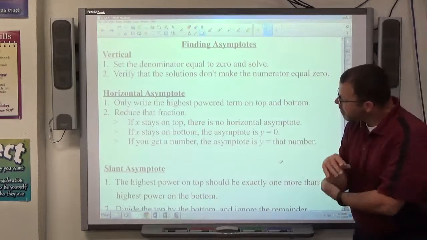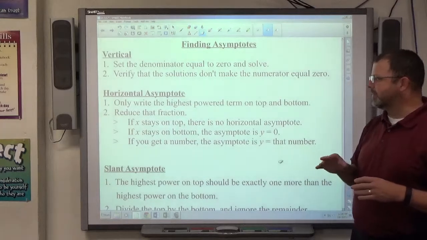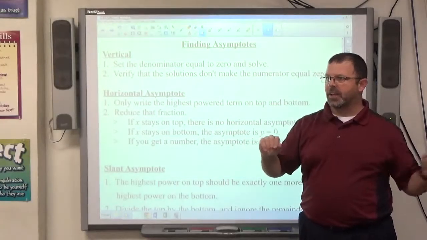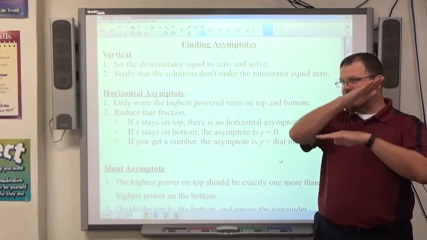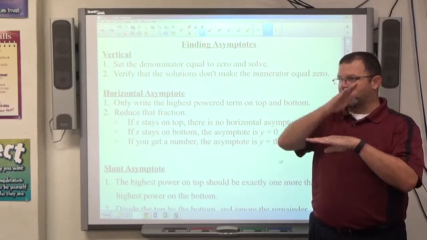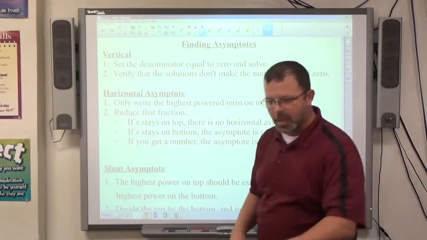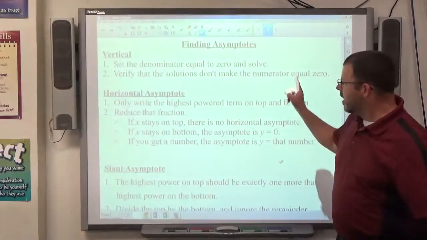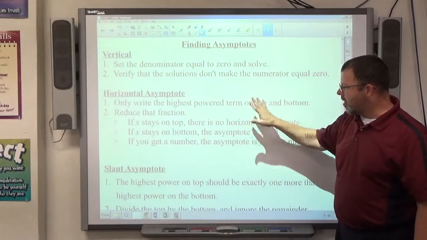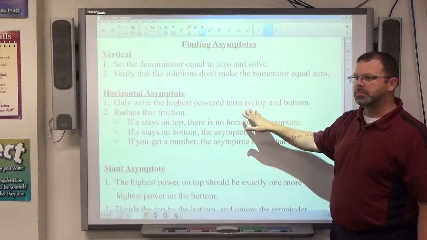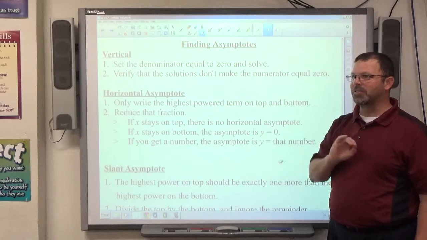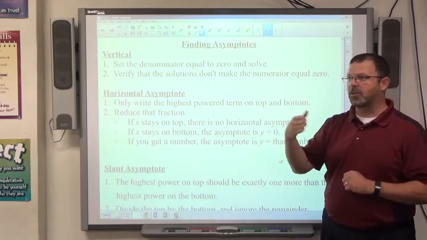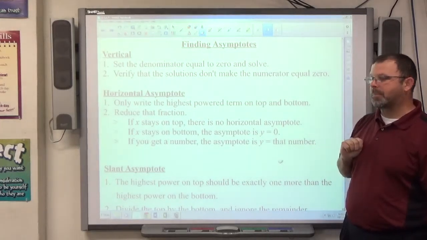Horizontal asymptote is as it goes off towards negative infinity or positive infinity, where's it going? And if it flattens out, we want to know where it's flattening out at. And the possibilities for horizontal asymptotes are, all that matters is the highest power term. And sometimes the highest power term isn't the first term, so they might rearrange the order of things. So just pay close attention, find the highest power term on top and bottom. One of three things is going to happen.